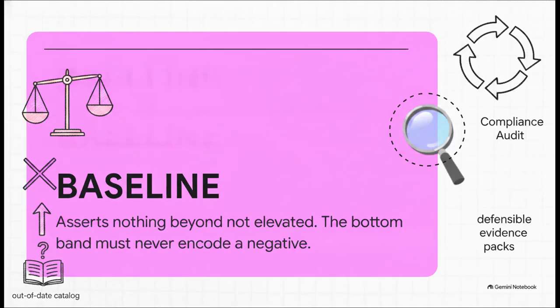Now consider the bottom band, baseline. We intentionally did not call it unlikely, and we definitely didn't call it safe. FIRST's own guidance explicitly states that a low score is not evidence of safety. The governing rule here is that the bottom band must never encode a negative. It asserts nothing beyond not elevated.